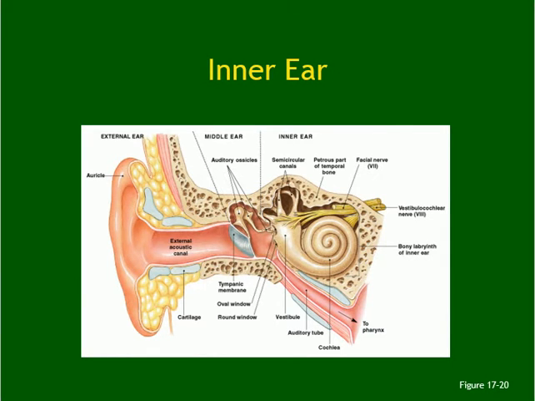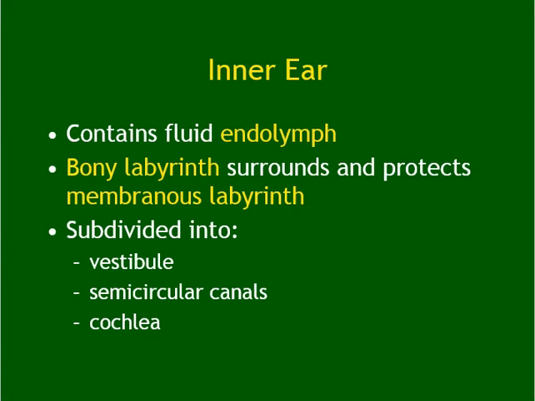The next part will be the inner ear. And the inner ear is two parts. Actually, three parts and two layers. Let's say it this way. There is fluid inside the inner ear that's called the endolymph. And this is surrounded by bone. You will see it in the lab today if you're in the Thursday lab. And this is called the bony labyrinth.